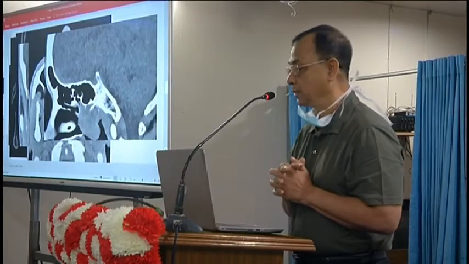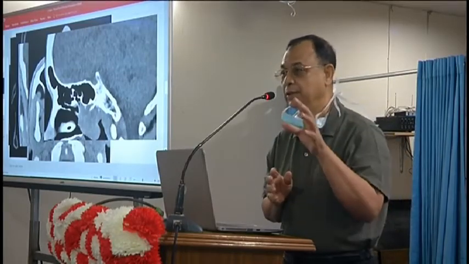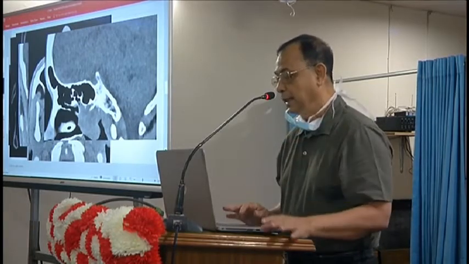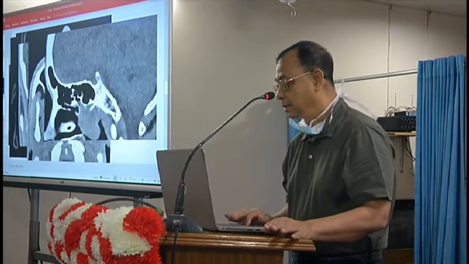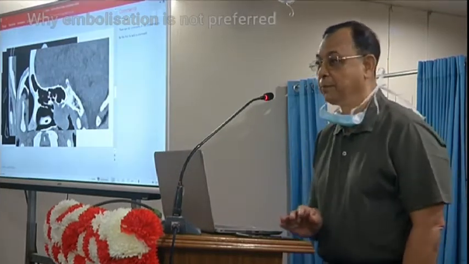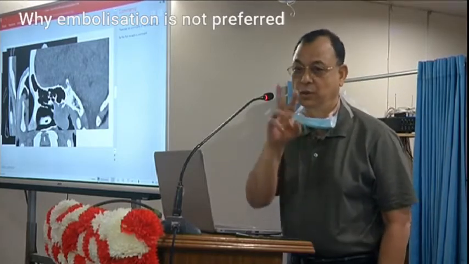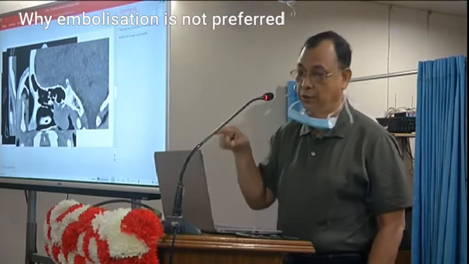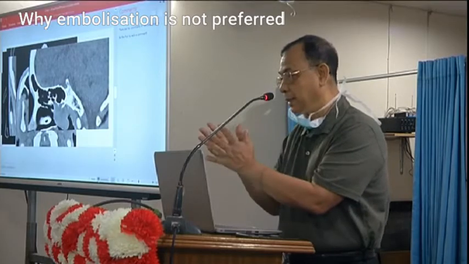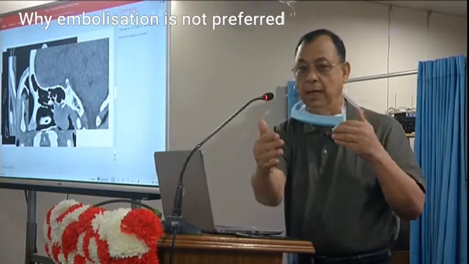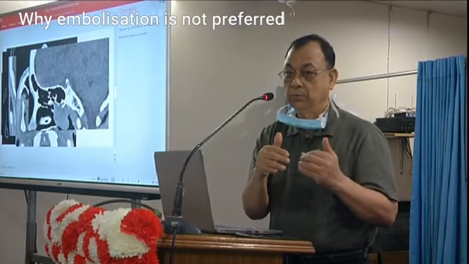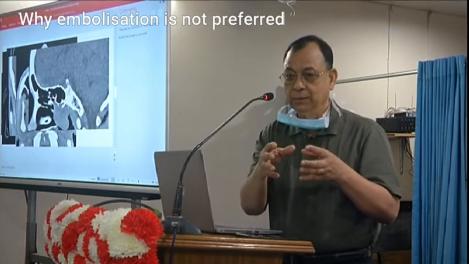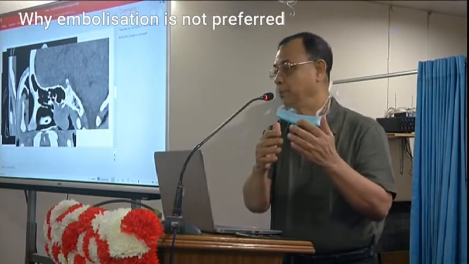This is the juvenile nasopharyngeal angiofibroma, stage one, and I did it without any embolization. Preferably I don't go for embolization, for two reasons. One, embolization leaves some residual tissue after the dissection, because it gives an avascular area, so the avascular area remains behind after the surgery. A false sense of security. That's why nowadays embolization is totally out of the surgical procedure.